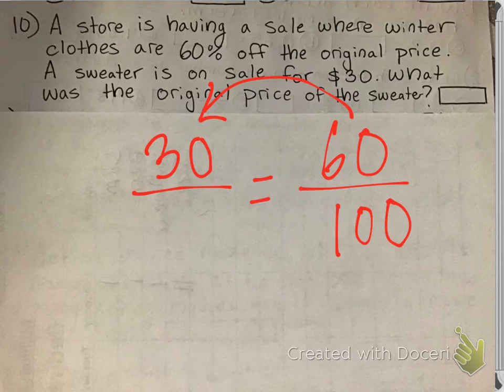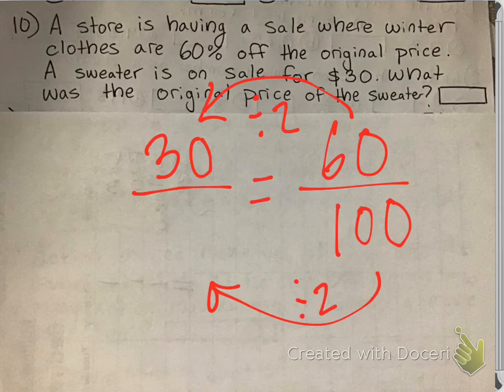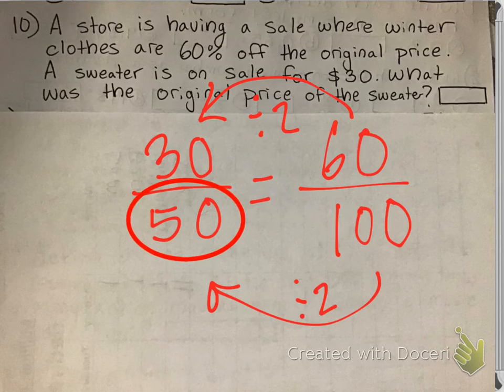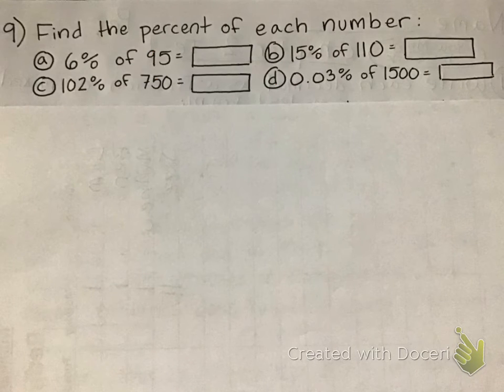What do we do, Trey? 60 to 30, we divide by 2. So we do the same thing on this side. Divide by 2. What's the answer, Rafi? 50. Now our answer is not 30 over 50 because we're trying to find this. So our answer is 50. Exactly.